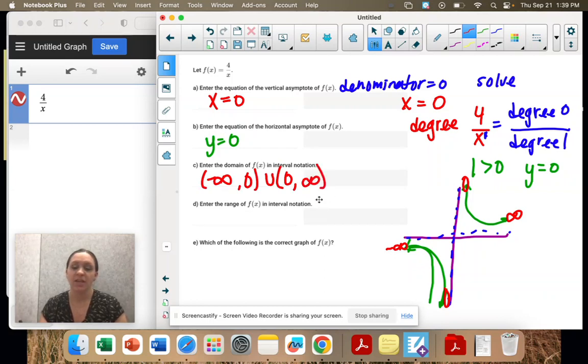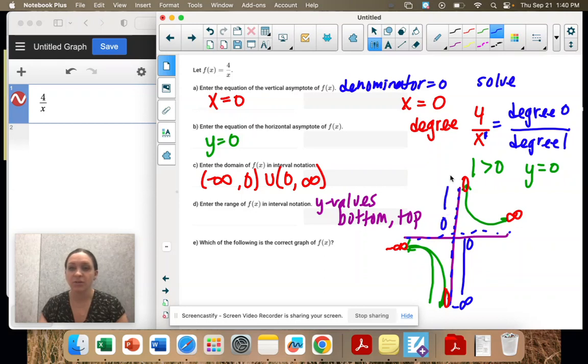And range is the same way, but now it's y values. And we go bottom to top. And it's actually the exact same. We're down here, negative infinity, and we go up. There's a break at 0. Then we start at 0 and go up to infinity. So this is actually the same. It doesn't always work out that way.